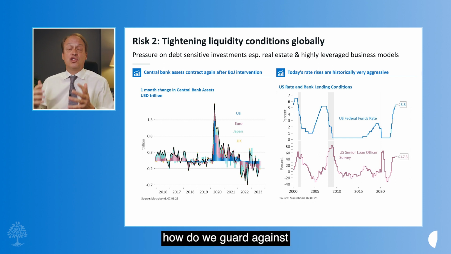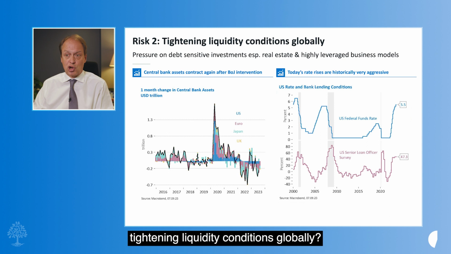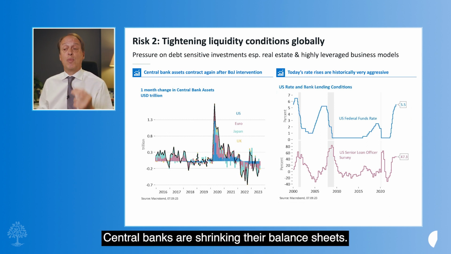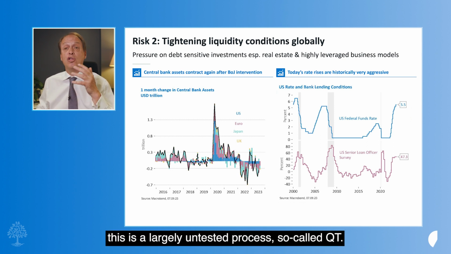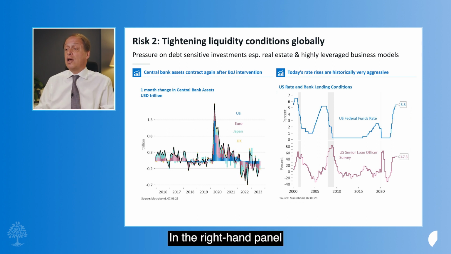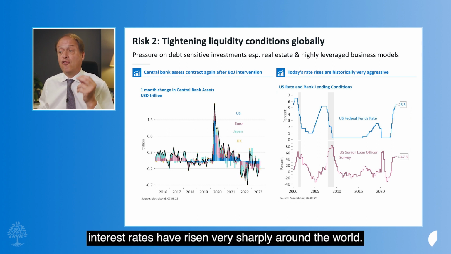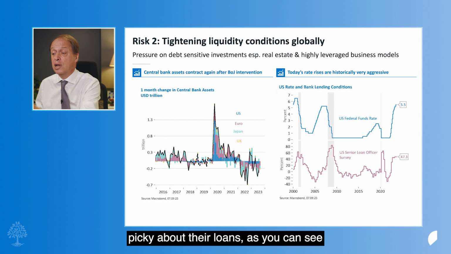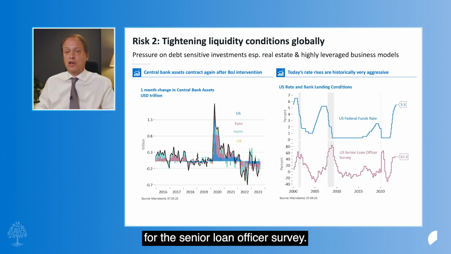Let's now move to risk number 2. How do we guard against tightening liquidity conditions globally? Well, my worry is this is happening on 3 fronts. Central banks are shrinking their balance sheets, as you can see in the left-hand panel. This is a largely untested process, so-called QT. In the right-hand panel, interest rates have risen very sharply around the world, and commercial banks themselves are much more picky about their loans, as you can see from the Senior Loan Officer Survey.